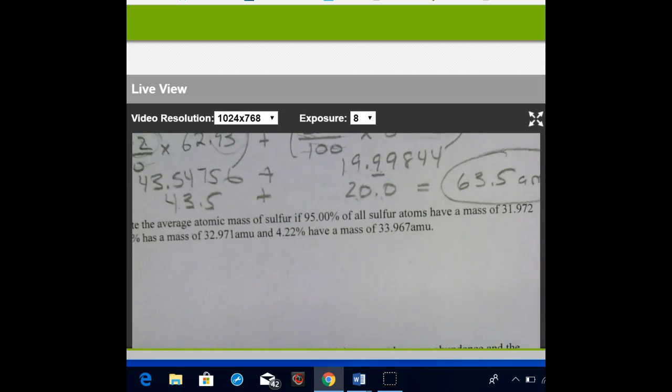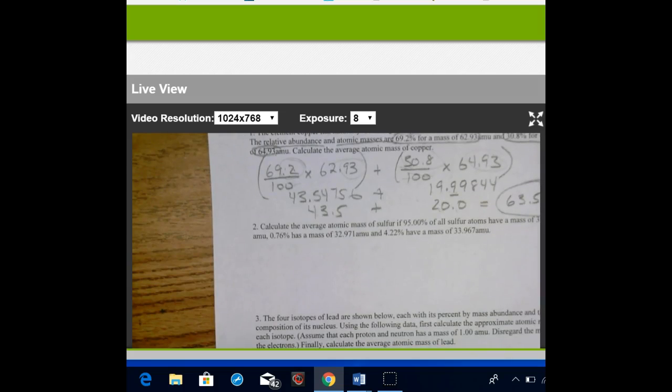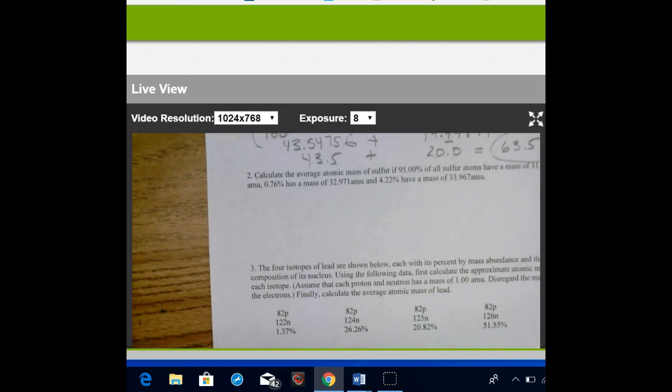You should try 2, 3, and 4 now. Turn that in. I've also given the answers to Mr. Smither, and I have them hanging in my classroom as well. I just want to show you something though on question 3. It doesn't give you the atomic mass.